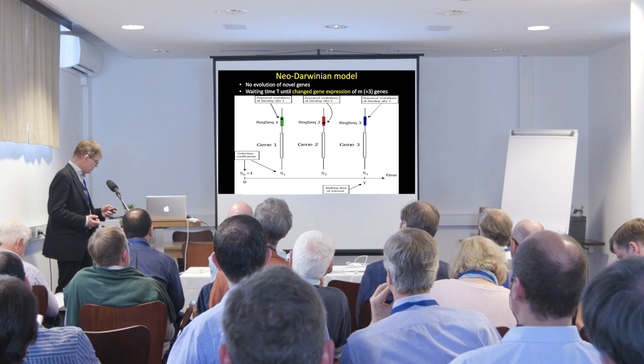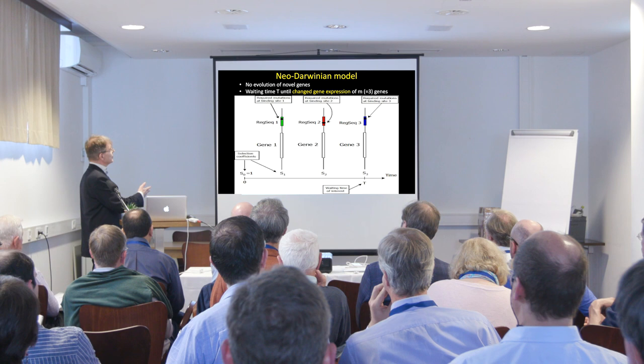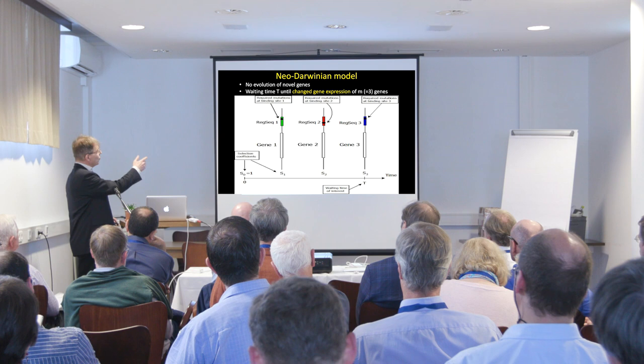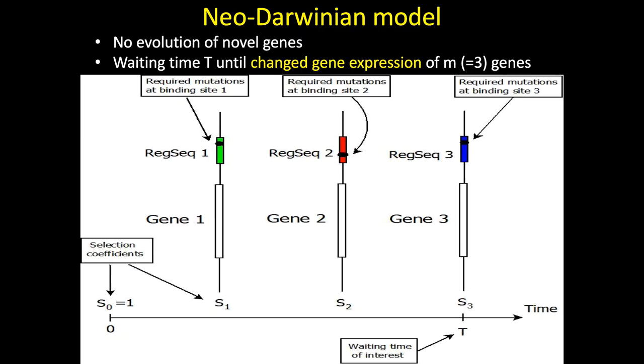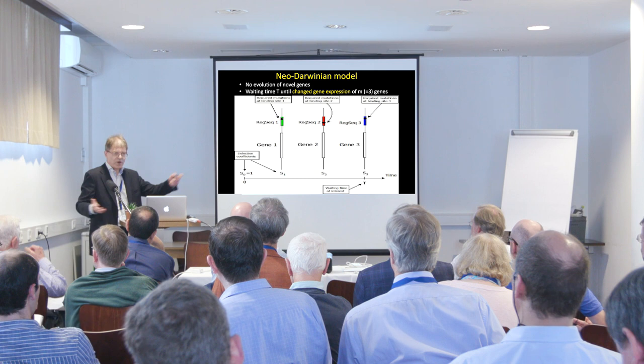So in this particular example, we add a time scale here. When we start, we don't have any correct binding sites in place. We start with a selection coefficient of 1. And then after some time, there is a mutation somewhere along the first regulatory region. And that new system has a new selection coefficient S1. So if it's a deleterious mutation, S1 is less than 1. And if it's beneficial, S1 is larger than 1. And then this mutation has to spread to the rest of the population. That's where population genetics comes in.